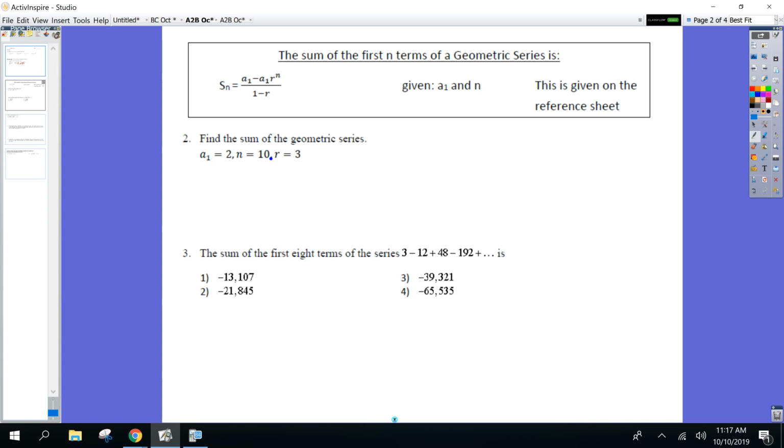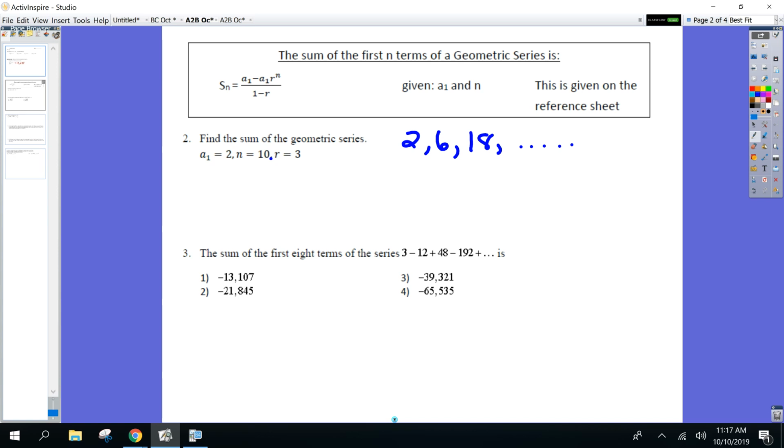And then it's going on multiplying by 3. So you guys can get a visual, take a look. My first term is 2. What's my next term? 2 times 3. What's my next term? 18, and so on. And we're going to add up the first 10 terms there. That's what all of these mean when we put it together.